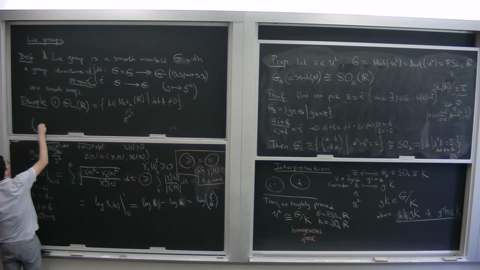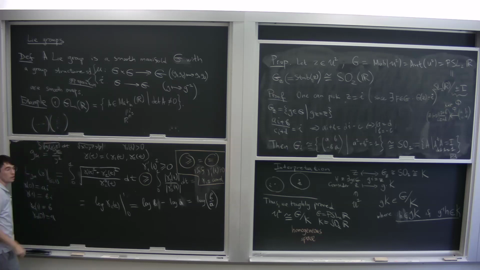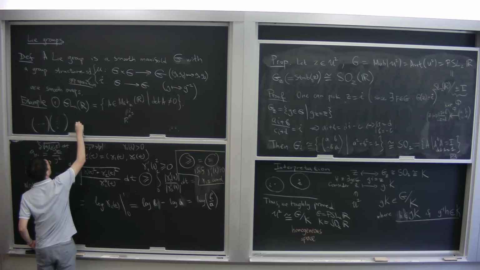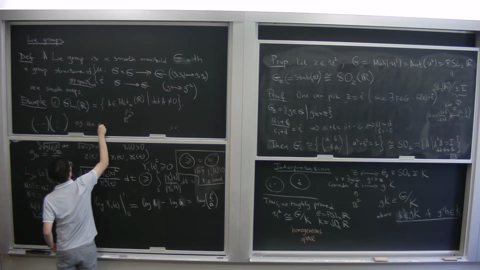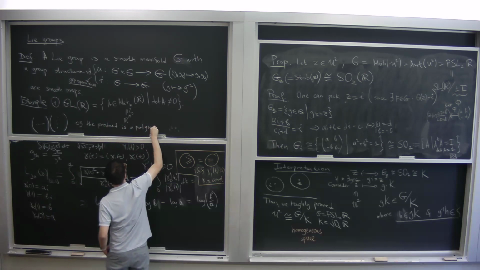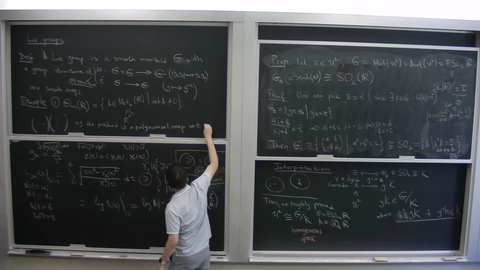Since you can write down that, right? How do you multiply one matrix by another? You take the row and take the scalar product of a row and the column of your two matrices. It is actually just a polynomial operation with respect to matrix entries, right? So the product, for example, is a polynomial map with respect to entries.